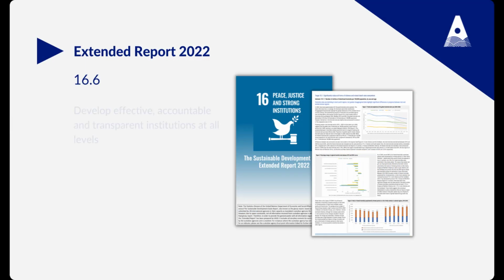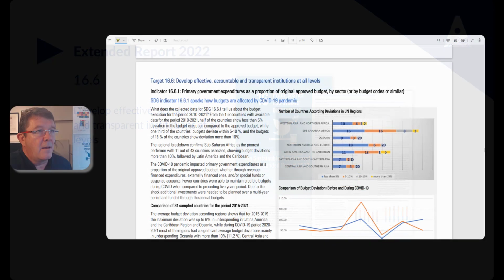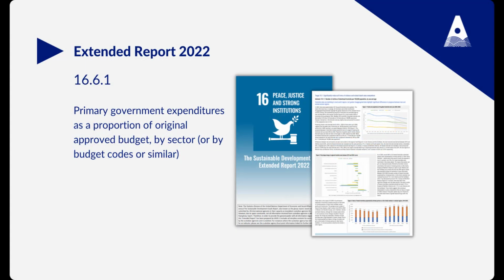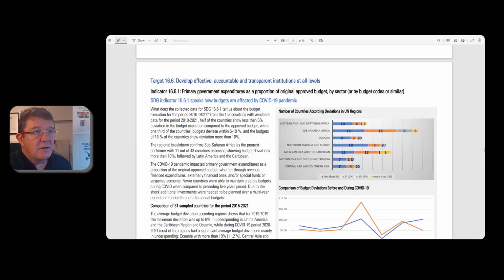Target 16.6, develop effective, accountable and transparent institutions at all levels. First indicator there, 16.6.1, primary government expenditure as a proportion of original approved budget by sector, or budget codes or similar. So SDG 16.6.1 speaks to how budgets are affected by the COVID pandemic. And there are a range of interesting statistics displayed there.